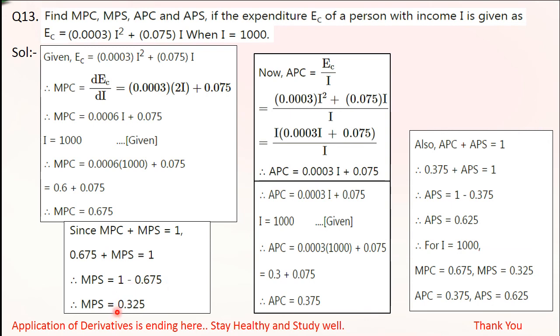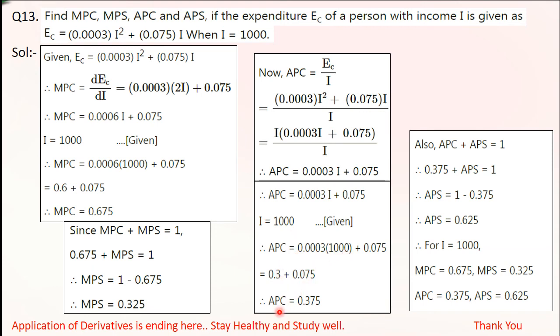Now APC, average propensity to consume, is EC divided by I. That is 0.003 into I square plus 0.075 into I, divided by I. We can cancel I from both the terms and from the denominator. So APC is equal to 0.003 into I plus 0.075. Now we will substitute I is equal to 1000 in this also to get APC. So after substituting and simplifying we will get APC as 0.375.